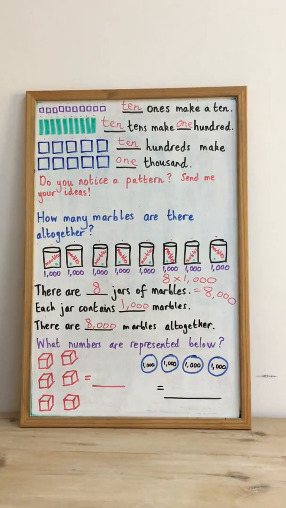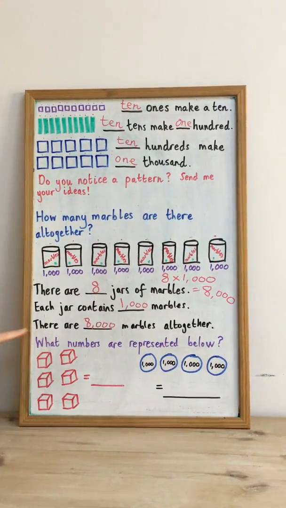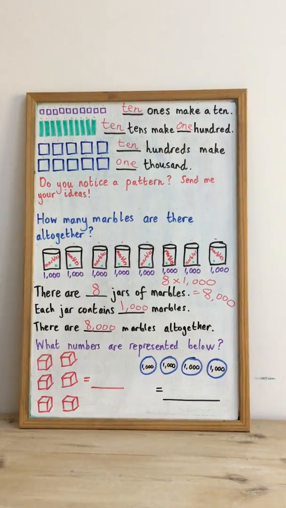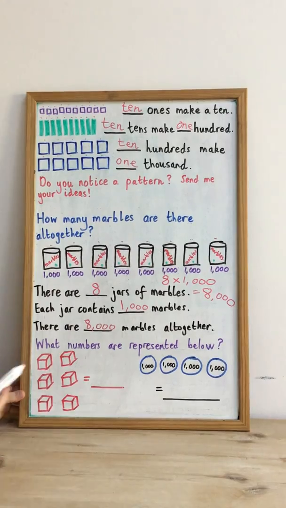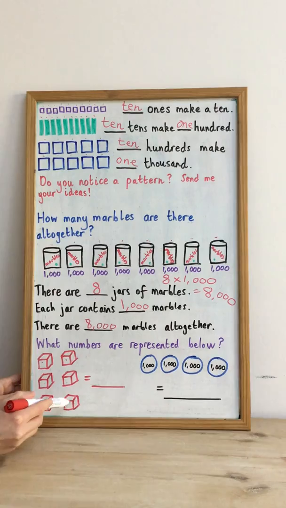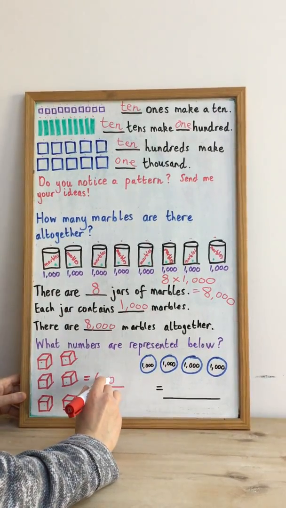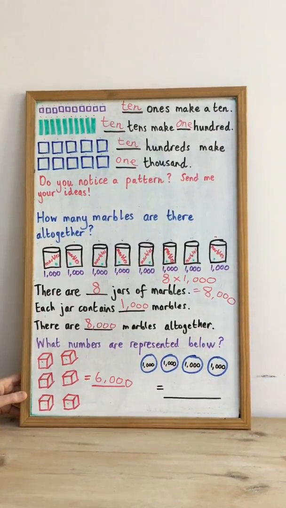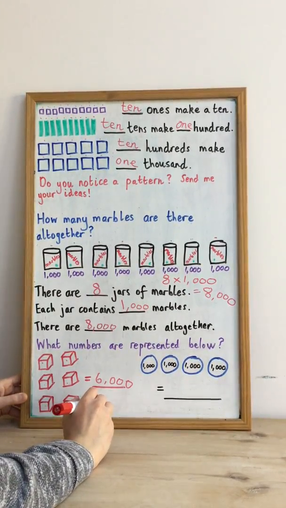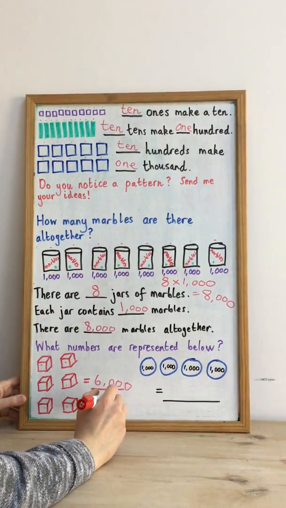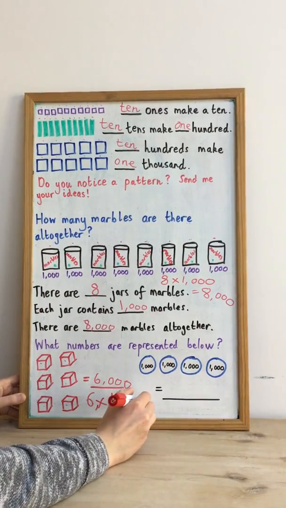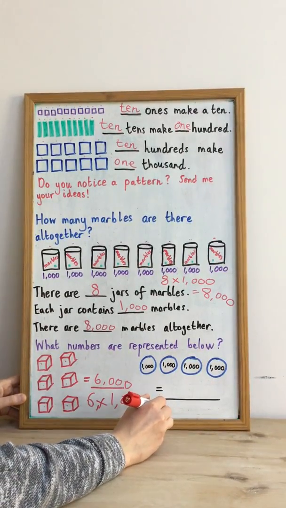Finally, I'd like to know what numbers are represented below. So if we look at our first drawing, each red cube represents 1,000. So let's practice counting in our thousands again. 1,000, 2,000, 3,000, 4,000, 5,000, 6,000. The multiplication sum for that would look like this. There are 6 cubes. Each cube represents 1,000. So 6 times 1,000 equals 6,000.